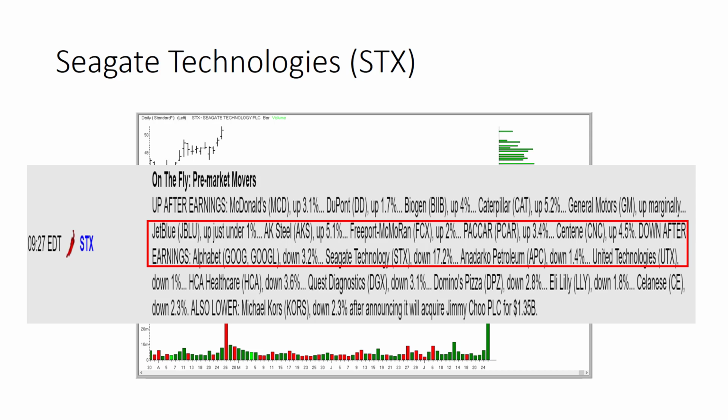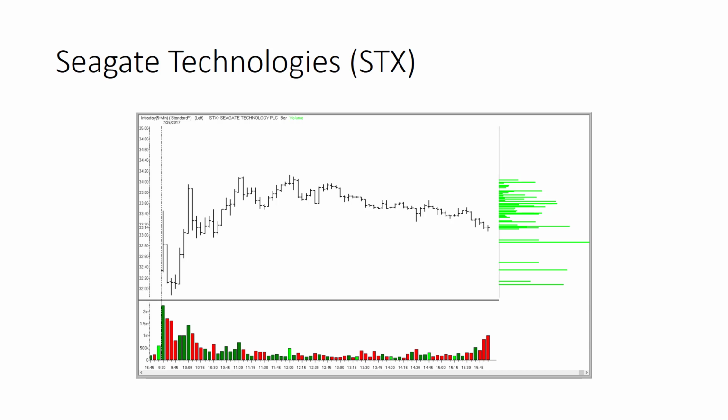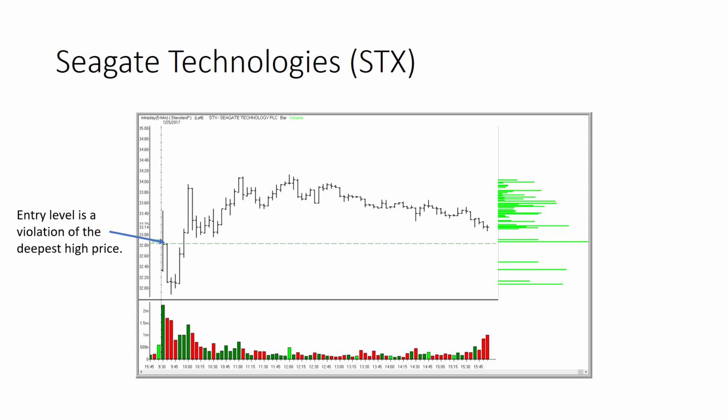The calculation is always that first standard deviation calculation that I showed you. Figure out what's 2 standard deviations, add it to the average of true range, and if the stock gapped that much, then we are good to go. Now here's Seagate on the trade day. We can see that in the second bar of trading, I usually like to wait for at least the second bar. The entry level is going to be a violation of the deepest high price here. So the high price of the second bar of trading represents the violation that we're looking for in order to get long this stock.